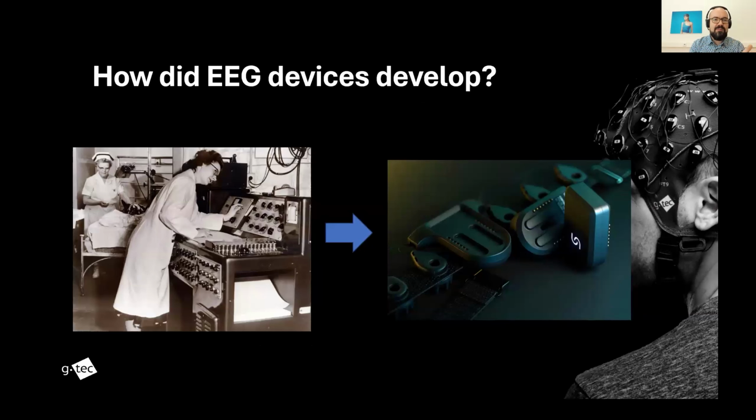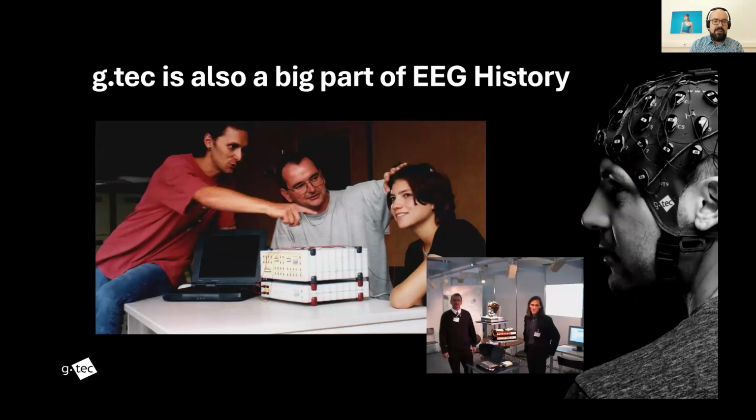So how did the devices develop? You've seen this image on the left showing one of the first EEG devices. They occupied a large room, so you needed a very big room to have an EEG device. And you have seen today the introduction of the BCI Core, which is a device of this size. How did this happen and how long did it take? So as I said in the beginning, the devices were very big.